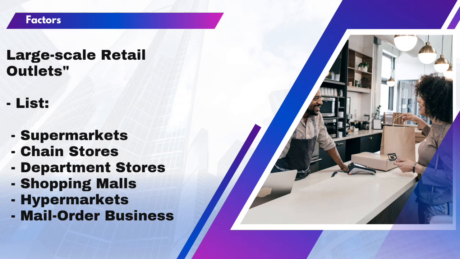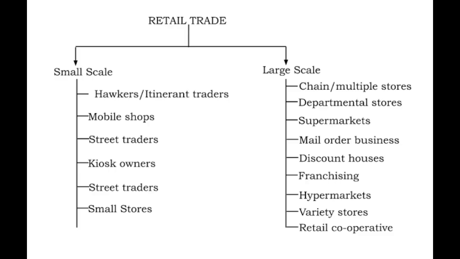Number one that we are going to look at is supermarkets. They are large self-service stores selling a wide variety of food and household goods. Example, we have ShopRite, Spar supermarket. The next one we're looking at is chain stores.